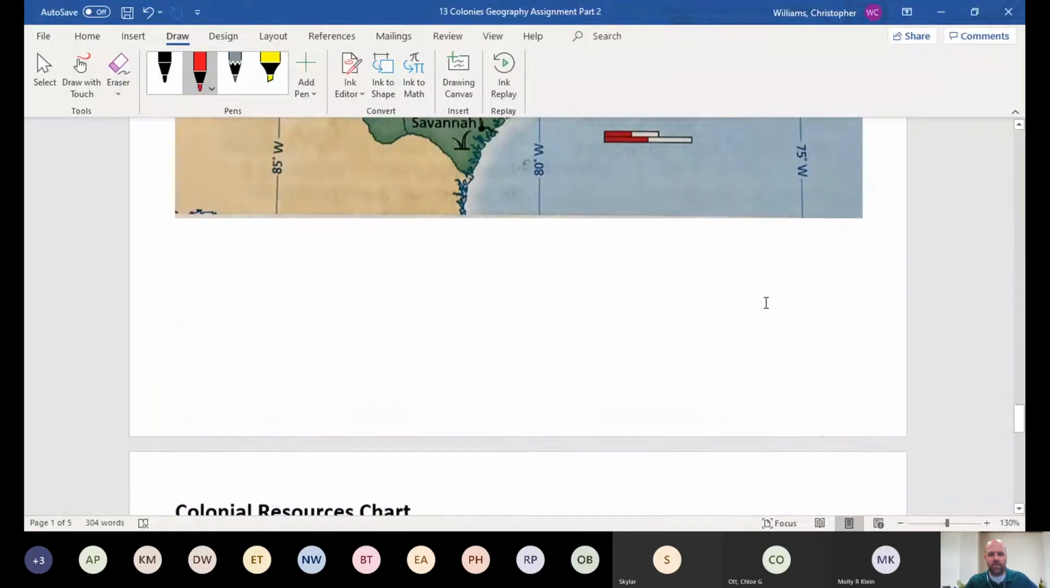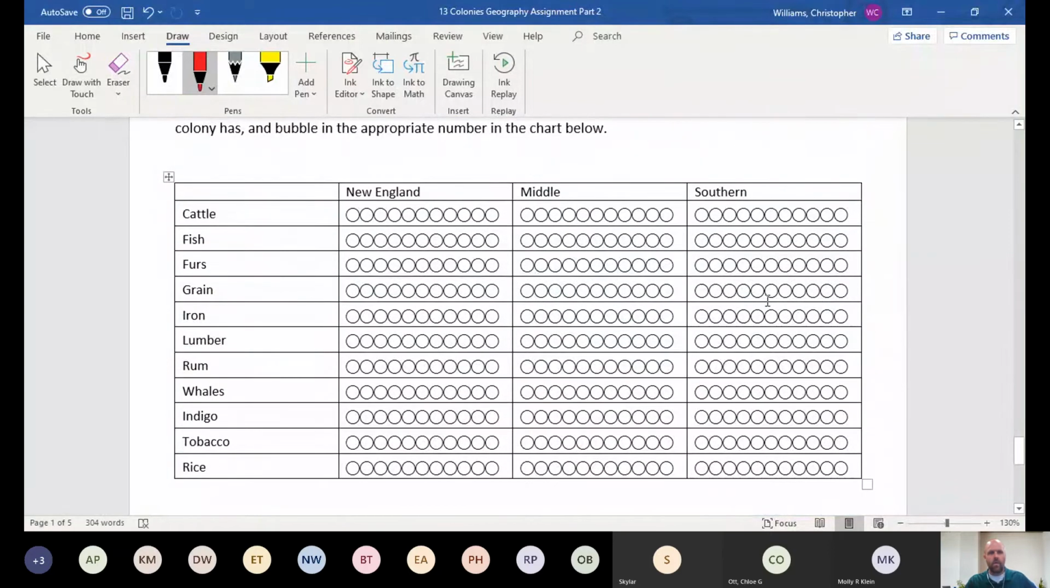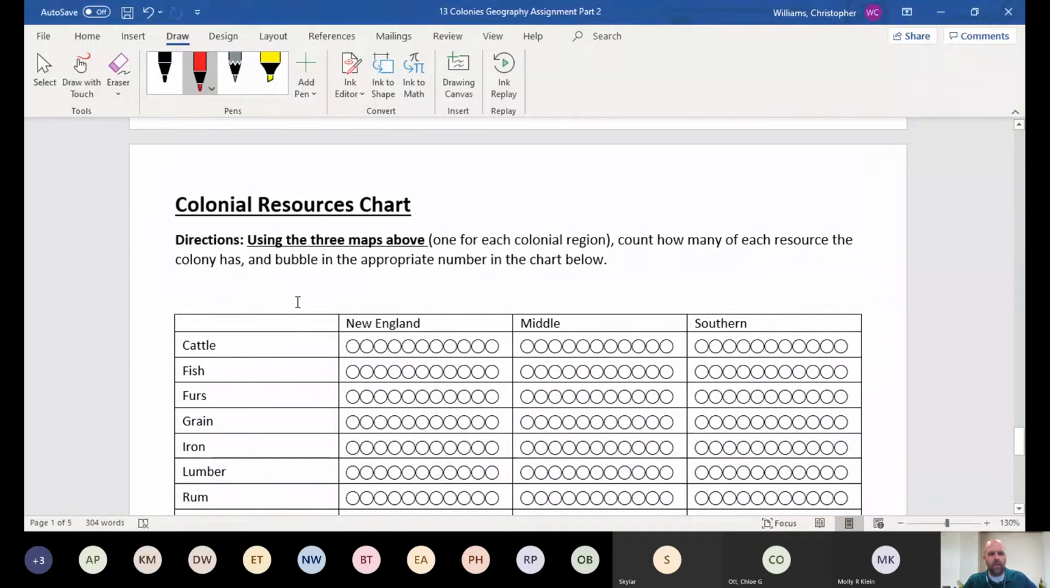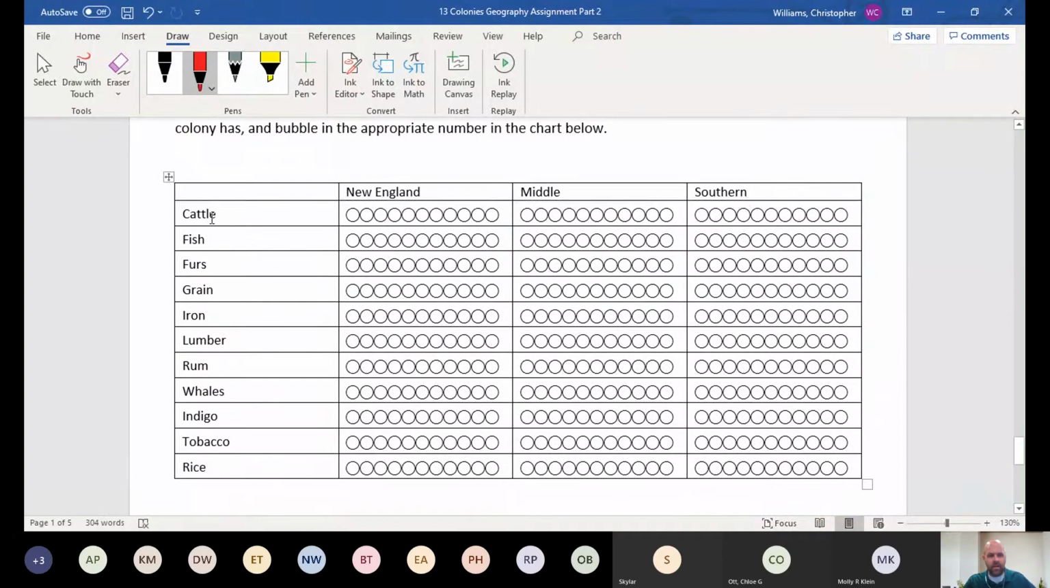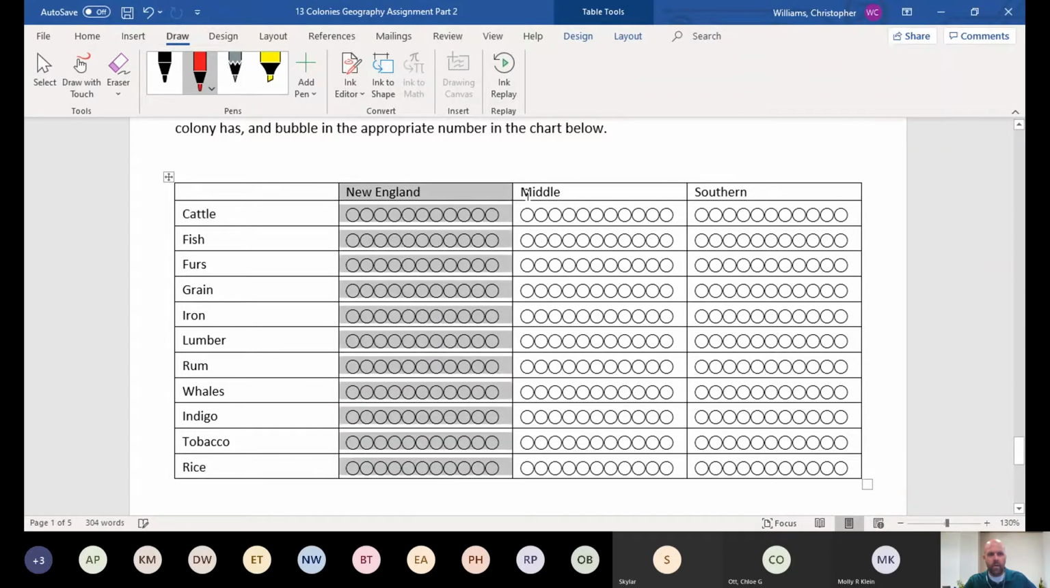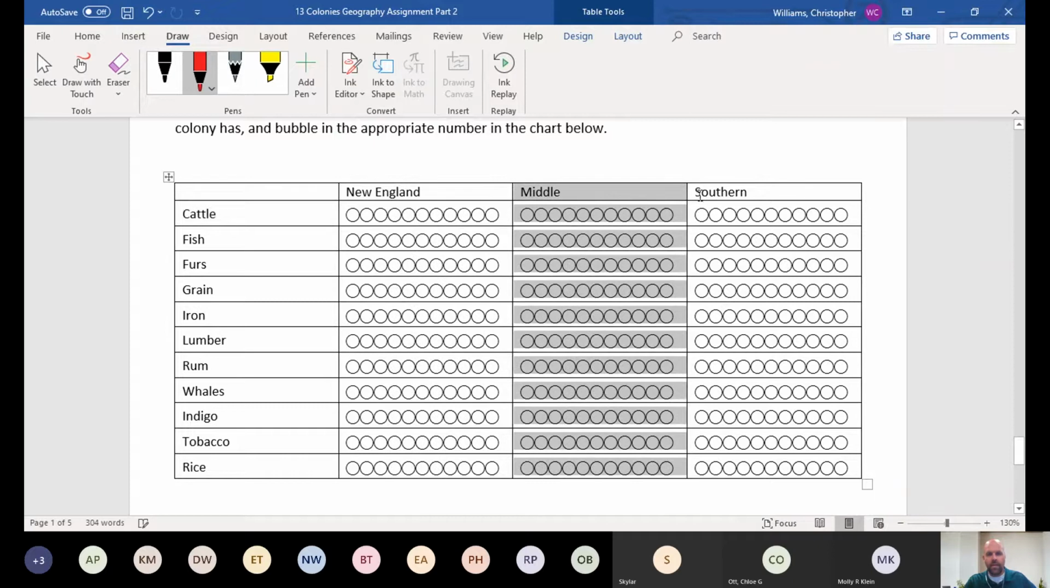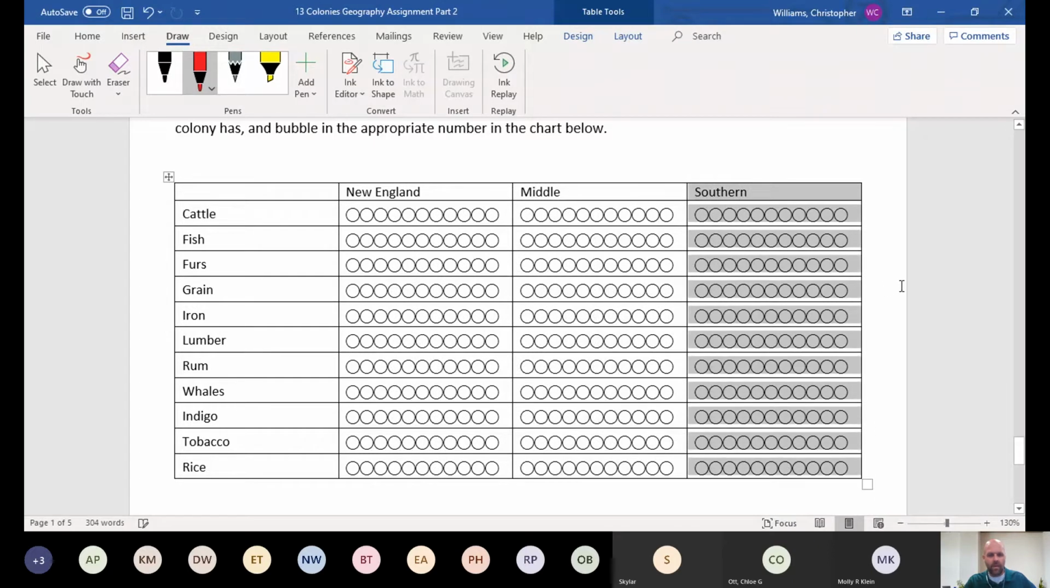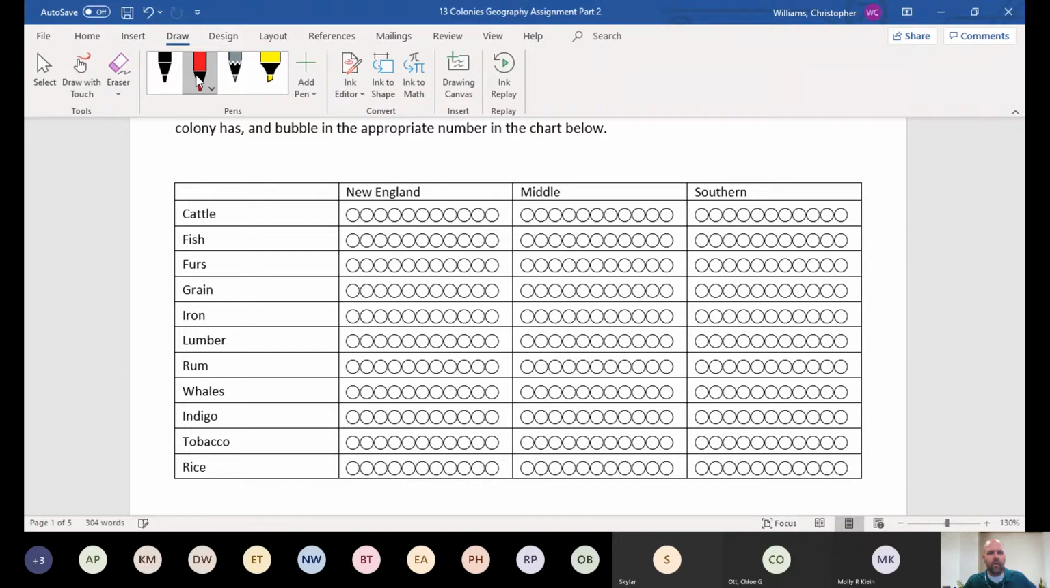And so what we have to do is scroll down to the very last page. This is the best way to do this: don't go 1 resource at a time, go 1 map at a time. In other words, fill out 1 column at a time. I'm hoping that you did that because that might have been a little bit more of a time saver. So we now need to complete this chart so that it reflects exactly what the map for New England and the middle and the southern colonies is telling us.